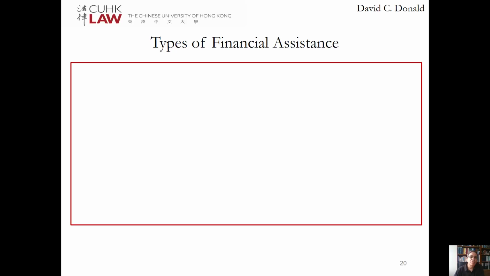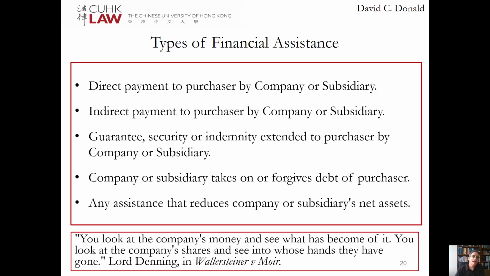The types of financial assistance we see are essentially types that have grown up from reactions to evasion. So financial assistance is essentially a direct payment to the purchaser by a company or a subsidiary. And then if that is prohibited, the next thing your client would ask you is, well, isn't there an indirect way that we can do this? And so you show them an indirect way, which is technically legal. They do that. A court reacts to that later, or the legislature reacts to that. And next thing you know, you have a prohibition of an indirect payment.